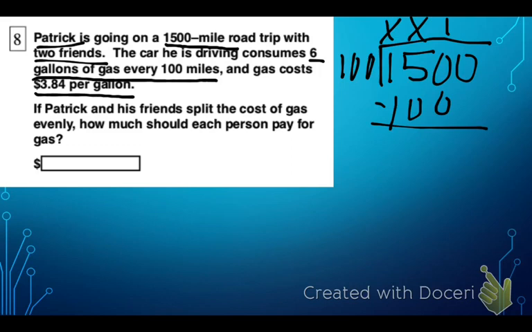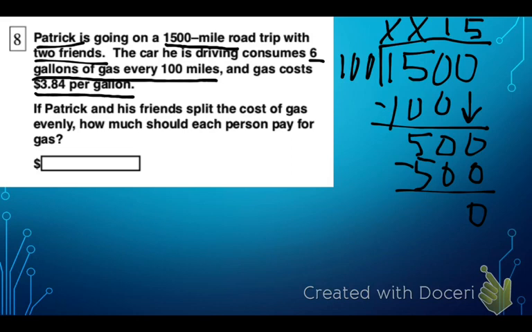So we'll subtract that, and we're left with 50. Bring down my 0 here. 100 goes into 500 5 times. And when we subtract that, we'll have a remainder of 0. Okay. So now I have a 15 there, and I need to multiply that times 6 because the car consumes 6 gallons every 100 miles. So we need to multiply 15 times 6.